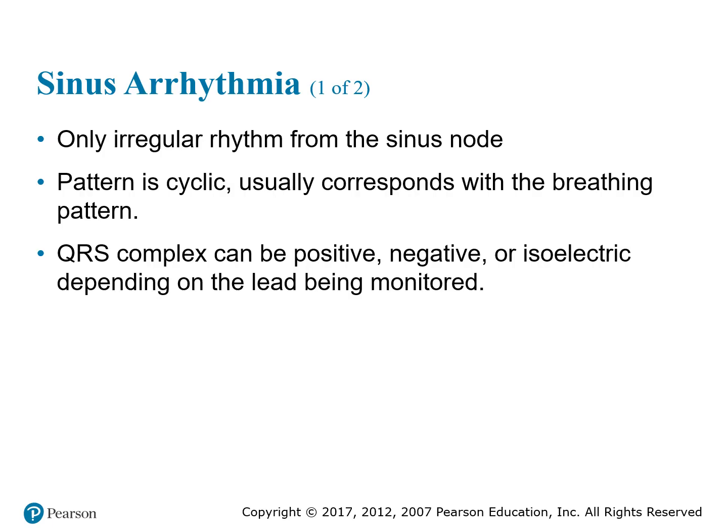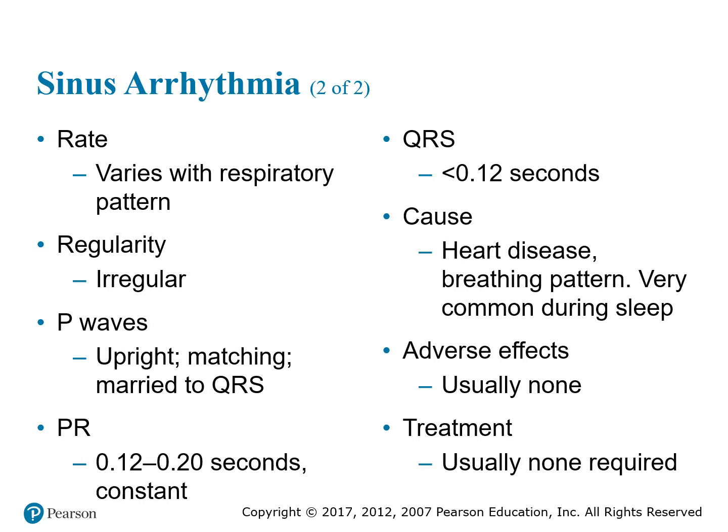You're looking at it like, yeah, they've got P's, they've got QRSs, they've got T waves. Everything looks like it's supposed to. It's just the rate varies. This usually correlates with the breathing pattern. This is a normal thing. You see it really predominantly in children. Kids will have this quite often. With sinus arrhythmias, a lot of times this is not a really big problem to treat. Usually they don't treat it at all.